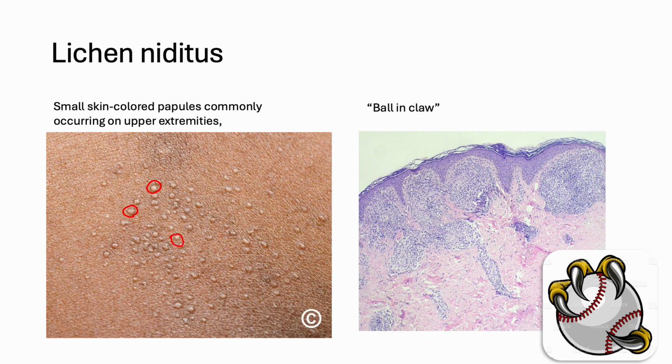Under the microscope, you can see this. It's a lichenoid infiltrate, but it has a round ball-like pattern. Also the epidermis has a sawtooth, very pointy rete ridges, resembling the ball in claw sign. So in real life, probably not very commonly seen, but I think the test likes this disorder because histologically it's so classic. Ball in claw sign, lichen nitidus.